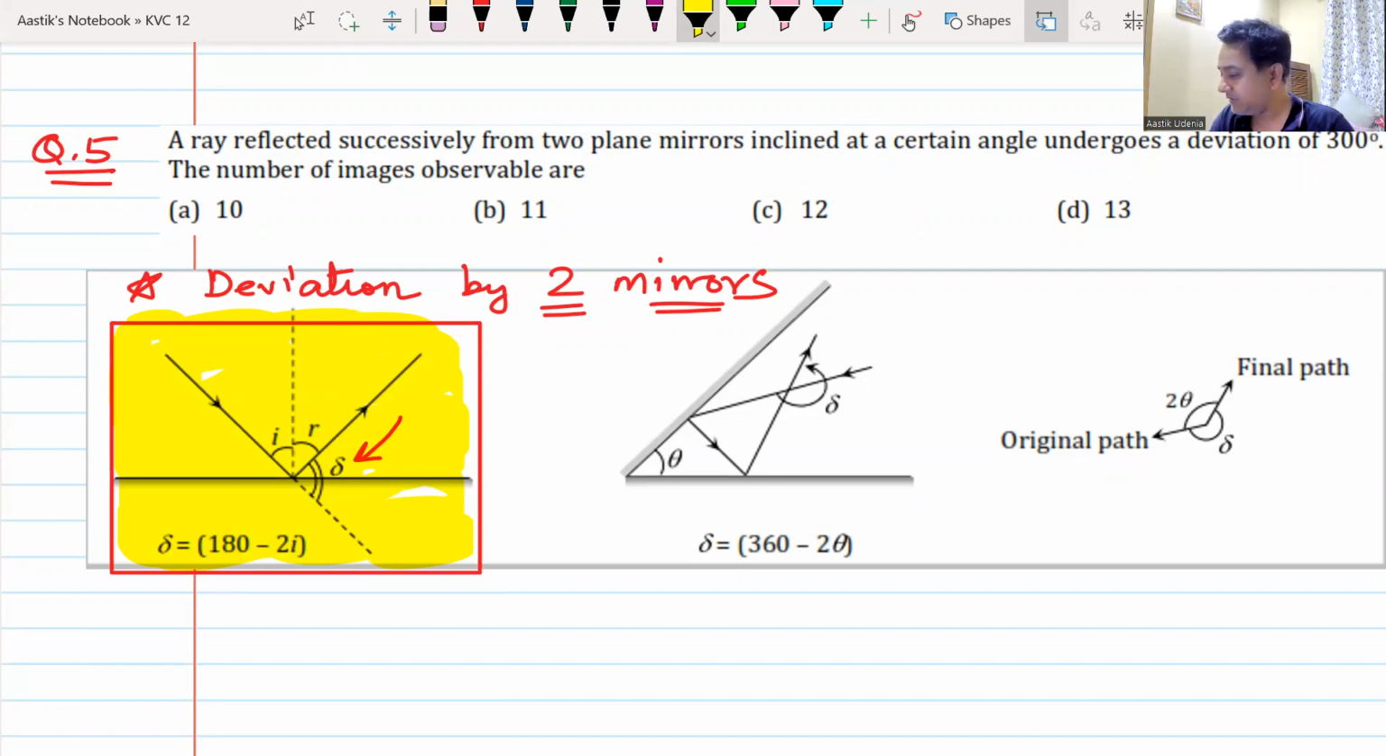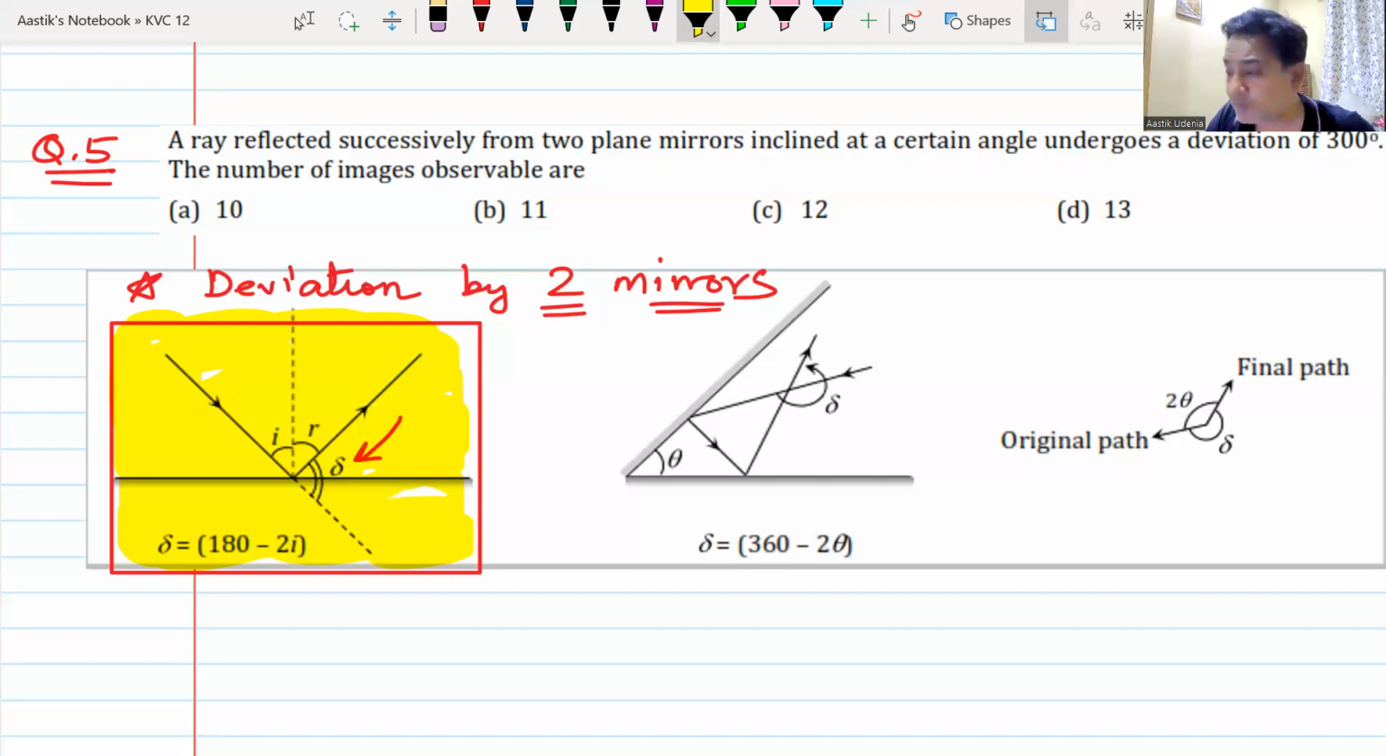I am going back to find out where I had noted this down. Do we remember this? Okay, so diagram number 1 is what we remember. That is the deviation caused by one mirror. The deviation caused by one mirror is 180 minus 2i, where i is the angle of incidence.